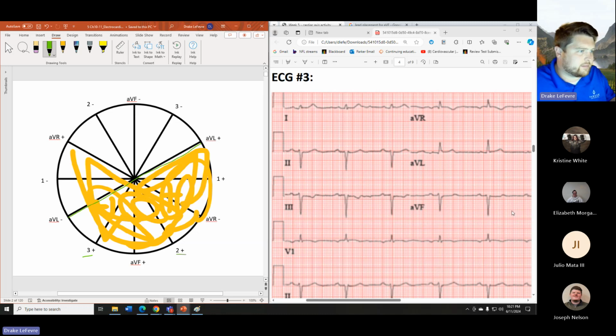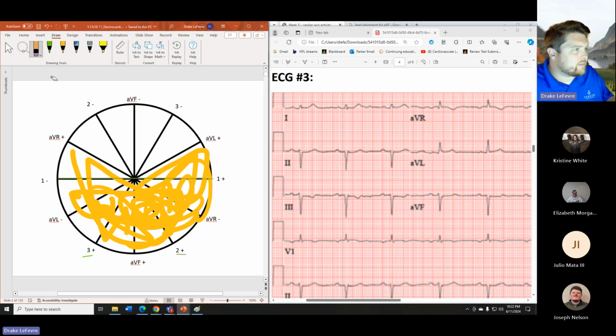Julio, which one do you want to do next? AVF. Is AVF positive or is AVF negative? Negative. Good. AVF is negative, so here's our perpendicular line. AVF, that's positive. This is negative. So we look here, all of our positives already shaded out. So perfect. So we just keep on rolling along.